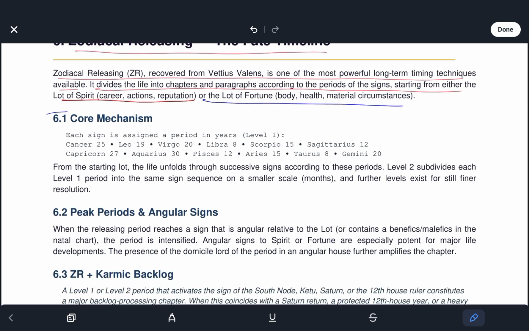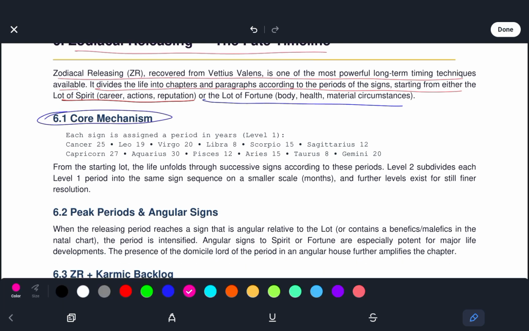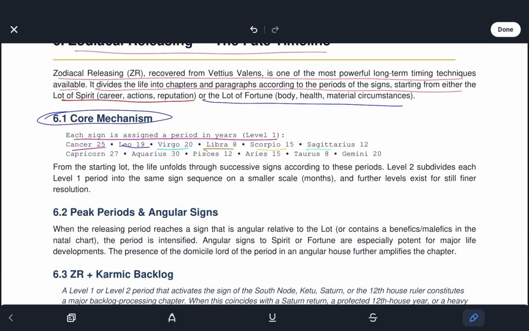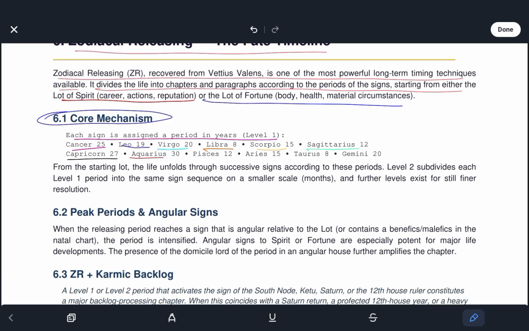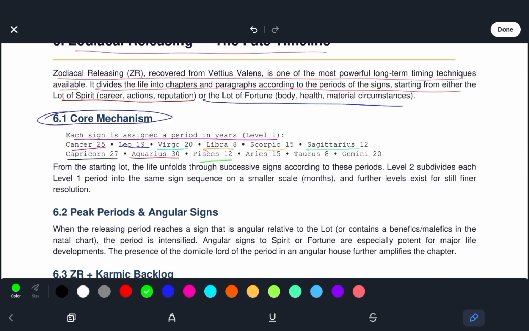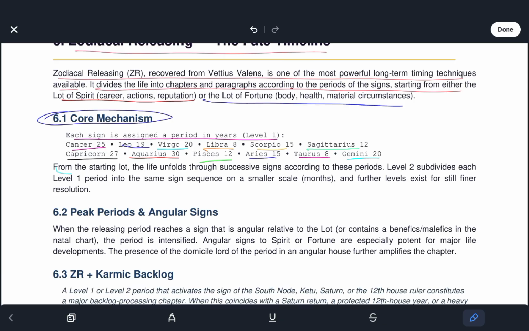So the core mechanism: each sign is assigned a period in years, which is level 1. So Cancer 25, Leo is 19, Virgo is 20, Libra is 8, Scorpio is 15, Sagittarius is 12, Capricorn is 27, Aquarius is 30, Pisces is 12, Aries is 15, Taurus 8, Gemini 20. So from the starting lot, life unfolds through successive signs according to these periods.